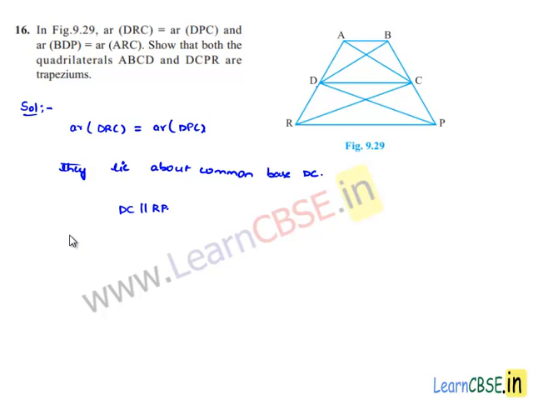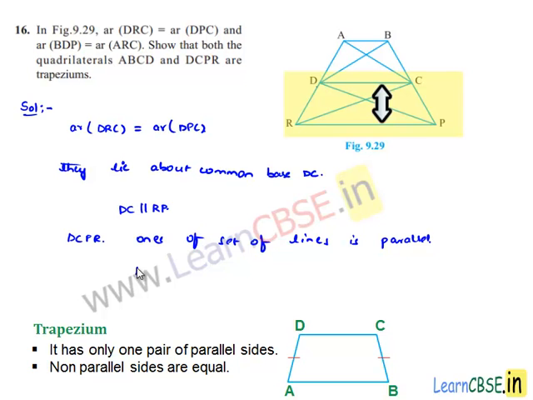Therefore, in quadrilateral DCPR, one pair of lines is parallel. Therefore, we can say that a quadrilateral with one pair of parallel lines is nothing but a trapezium. Therefore, here DCPR is a trapezium.